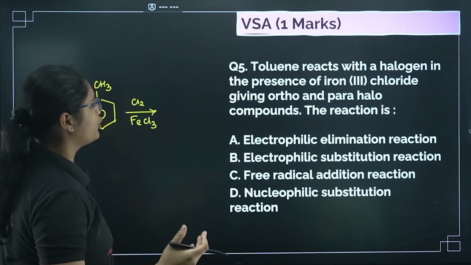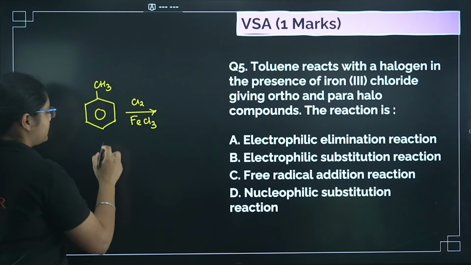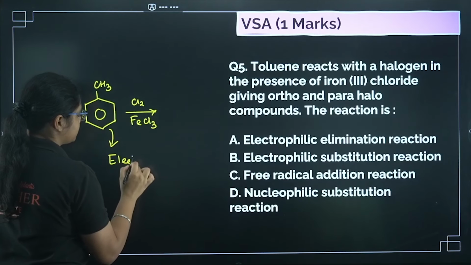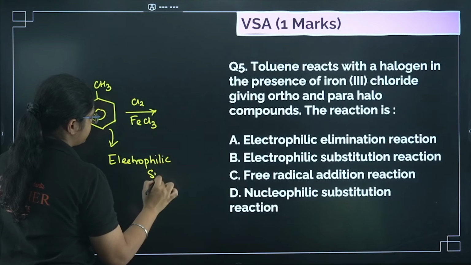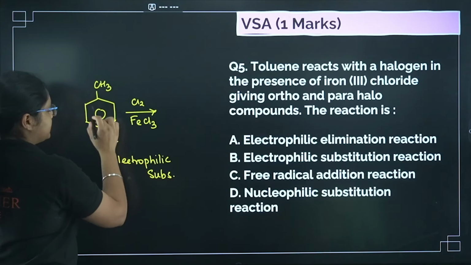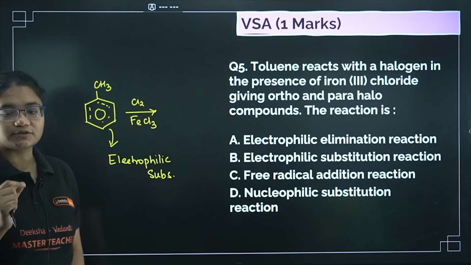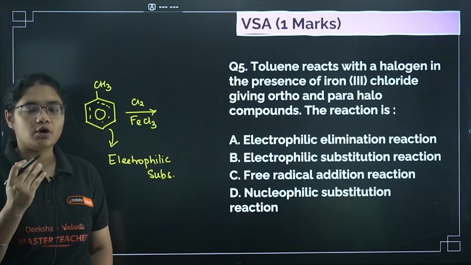For giving ortho and para halo compounds, the reaction is... Now always remember that this compound benzene can always show electrophilic substitution reaction. The reason being, in this benzene ring there are lone pairs of electrons, right? And these lone pairs or these pi electrons are not tightly bound to the molecule or to the system.